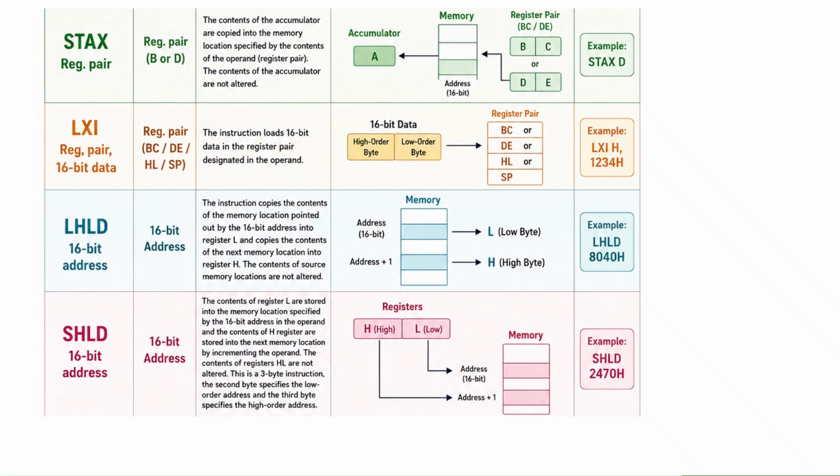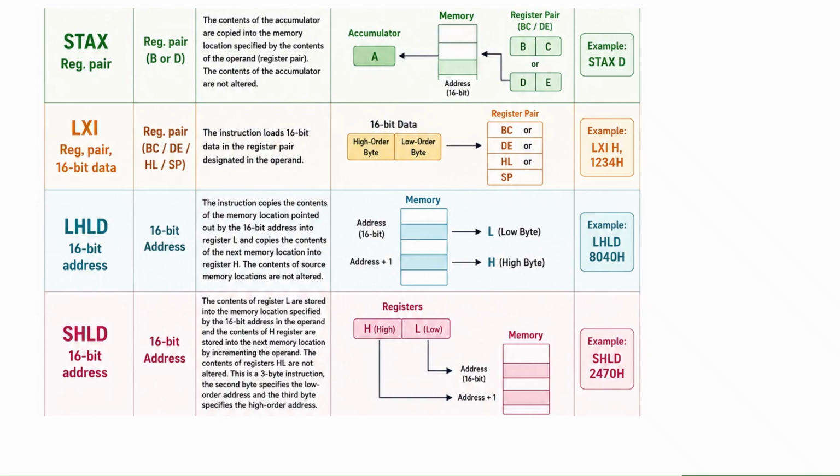Here is an example, that is 2470H. And the content of the H register will be stored in the next memory location by incrementing the operand. The content of register HL is not altered. This is a 3-byte instruction: LHLD or SHLD is the opcode, which is 1 byte, and up next there is a 16-bit address.